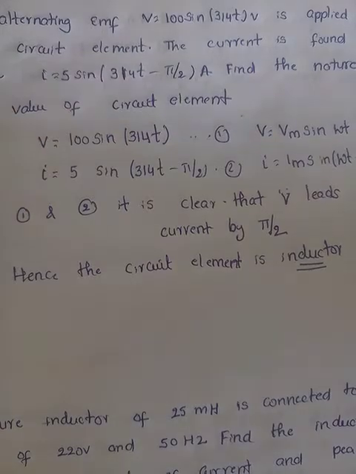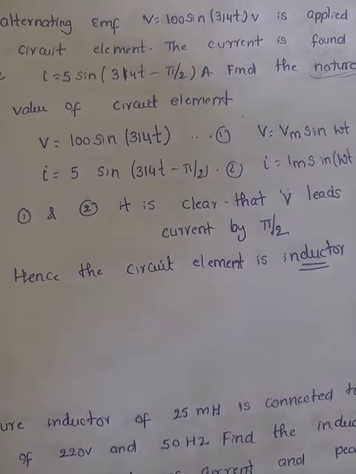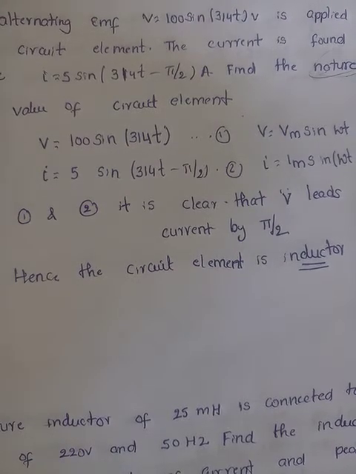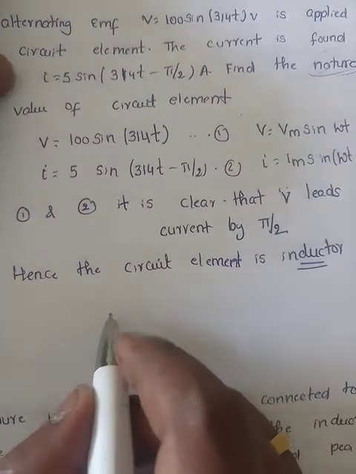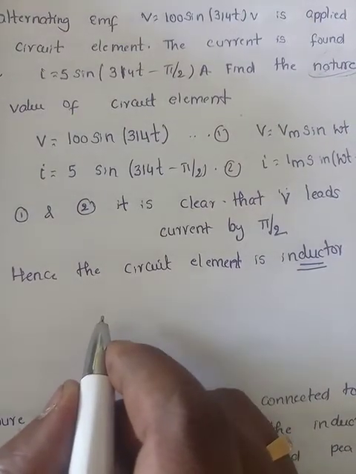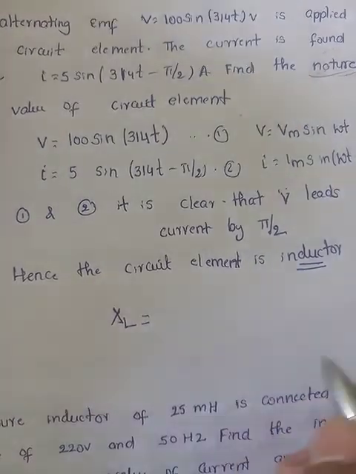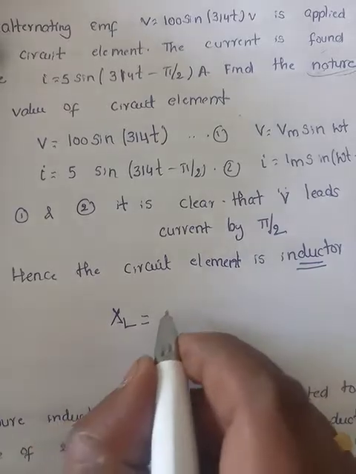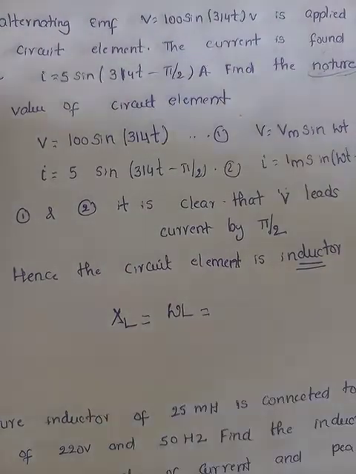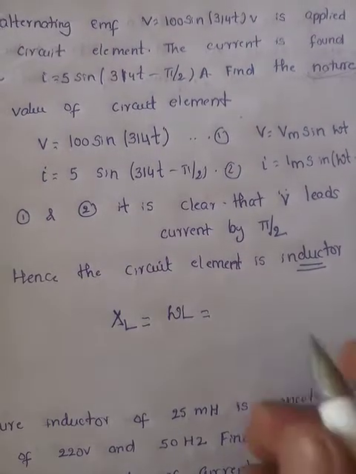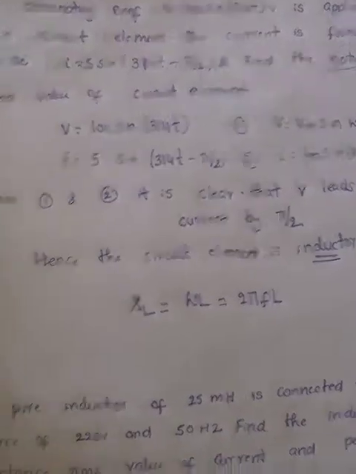What are they asking? Find the nature. The nature is inductor. We should also calculate the value of inductance. How to calculate? They gave two equations. We know that XL equals omega L, which equals 2 pi f L.